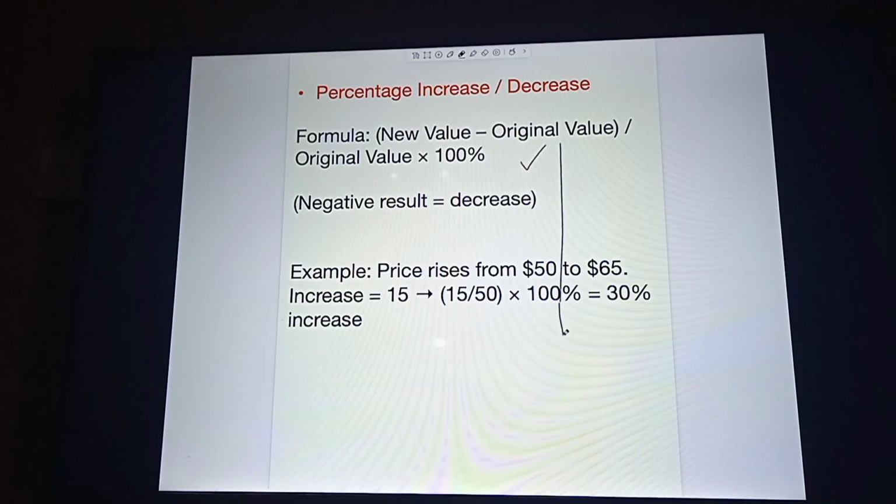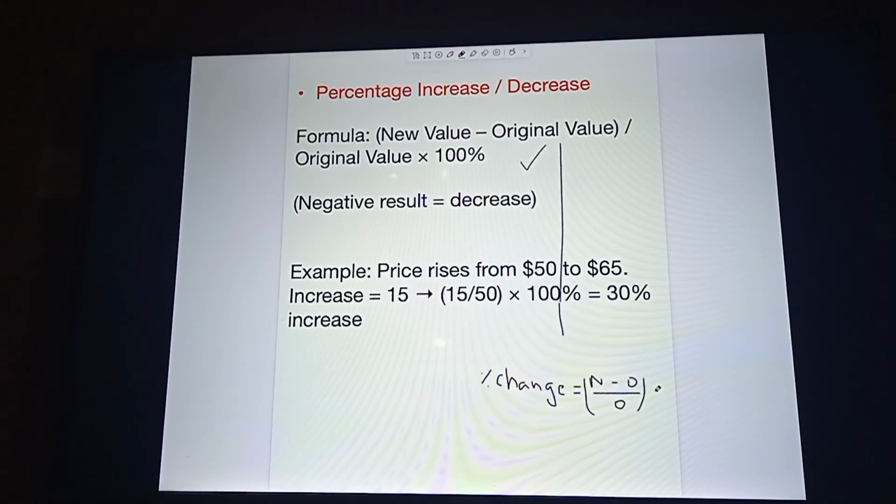This is written like this: increase or decrease. We call it percentage change. So the percentage change is equal to new value minus original value, divided by original value, and then multiply it with 100.